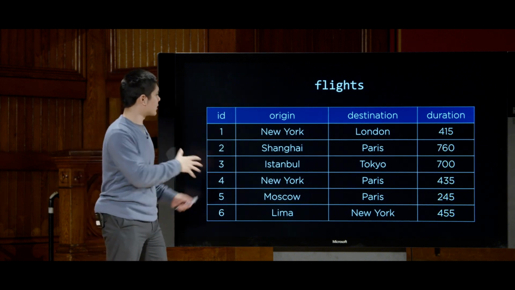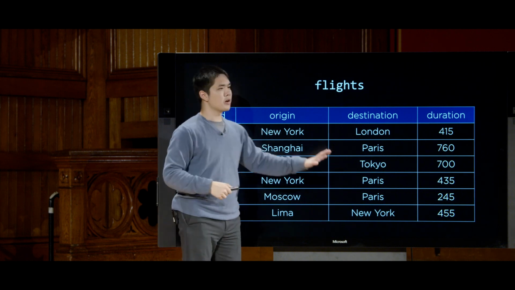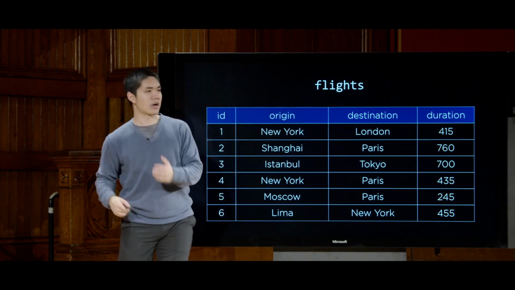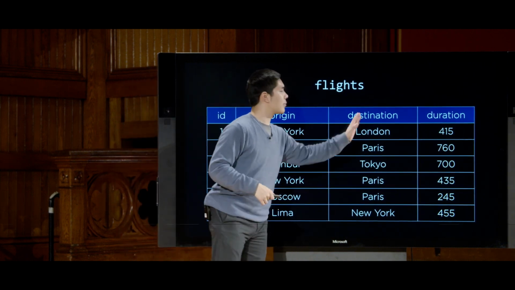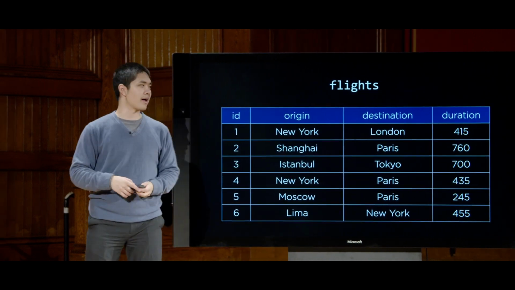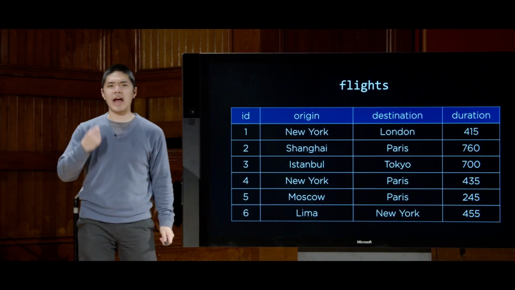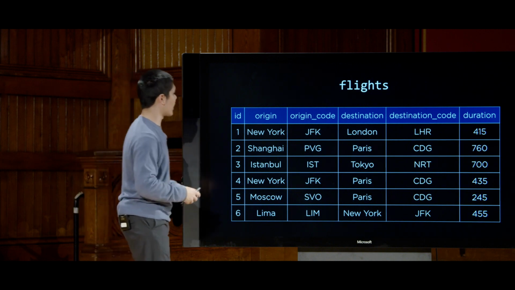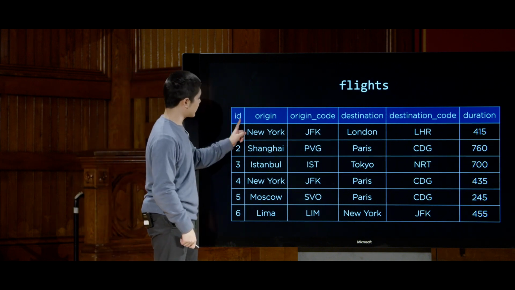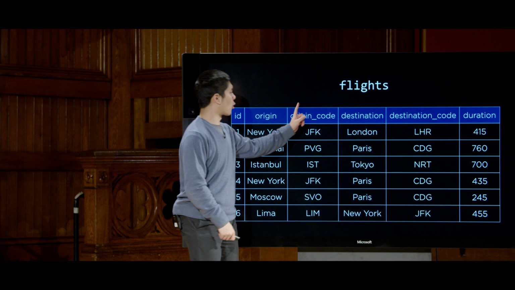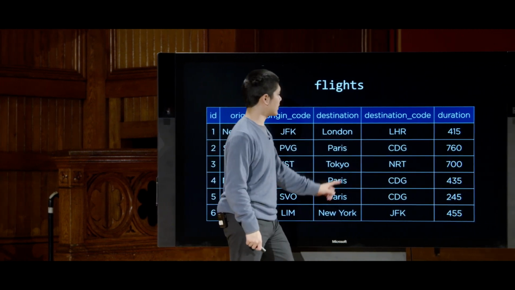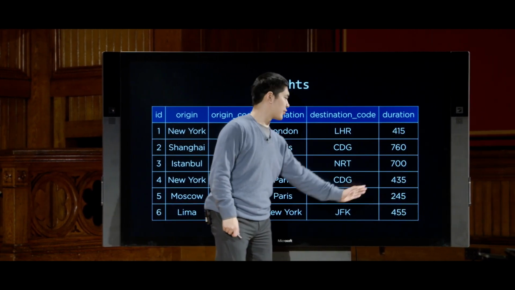And so how would I encode into this table not only the origin, but also that city's airport code? And not only for the destination, the name of the city, but also the airport code for that airport as well? Well, I could just add more columns. I could say something like, all right, now we have this table that has an ID, an origin code, a destination code, and a duration.